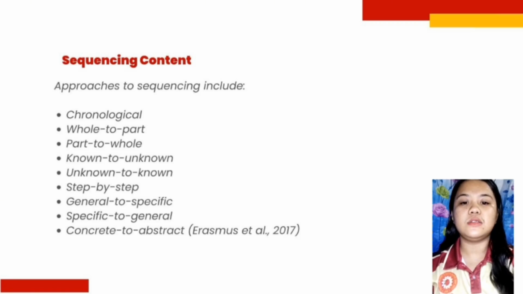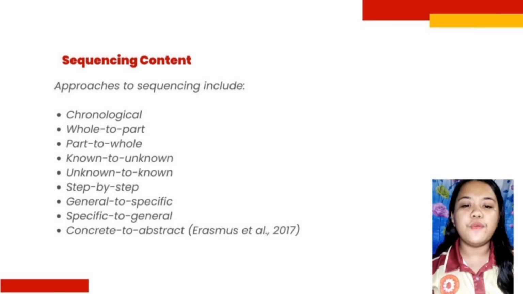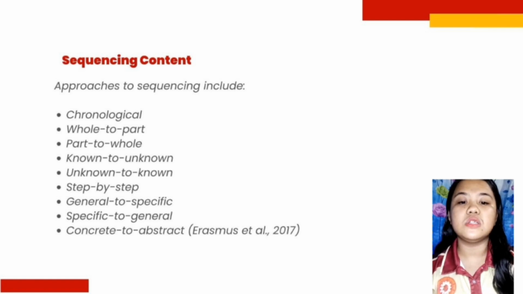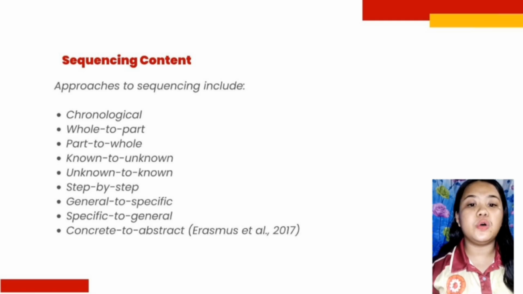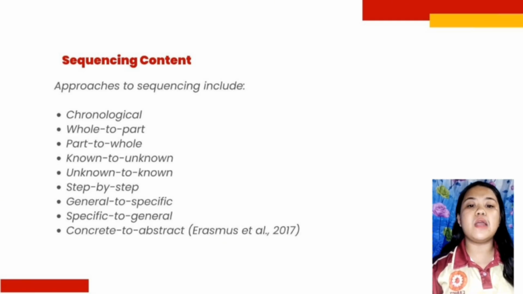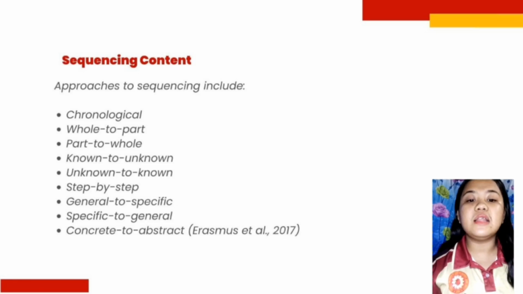And fourth is known to unknown. Known to unknown is starting with familiar ideas before moving to a new concept. So, in this part, we need to know the concept itself to create a new concept, to familiarize it. And fifth is unknown to known. Unknown to known is introducing new or unfamiliar ideas first, then relating them to what the learner already knows.